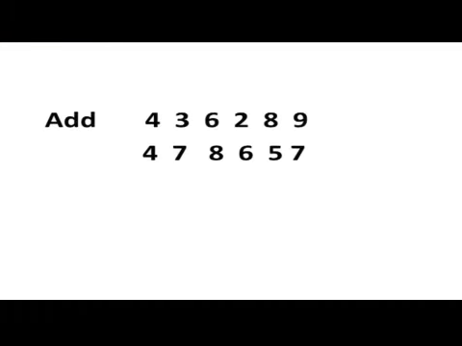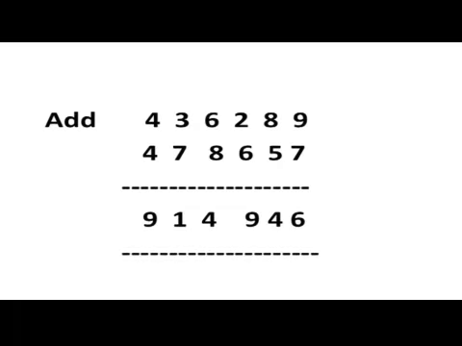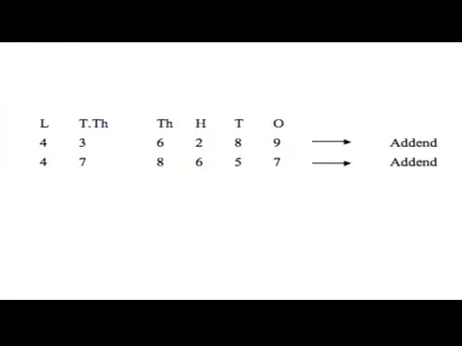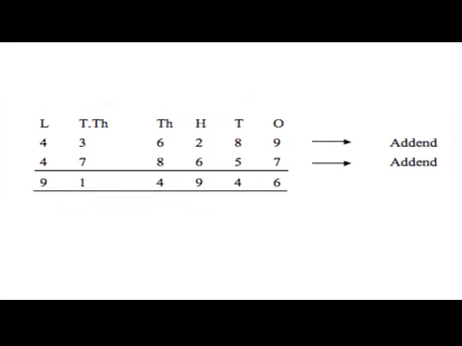For example, add 4,36,289 and 4,78,657 and write the sum. How to find the solution? Arrange the digits of the given numbers in column form and add the columns, we will get the answer. 4,36,289 is called an addend, 4,78,657 is an addend, and we will get the sum as 9,14,946. I think now you are all clear with addition.